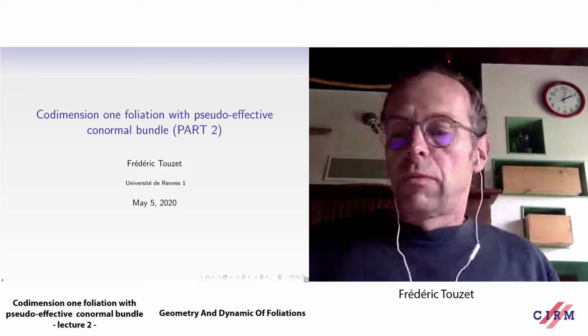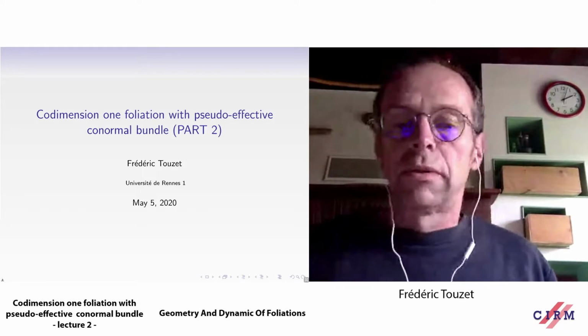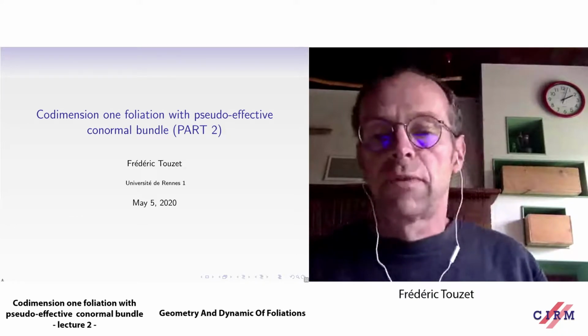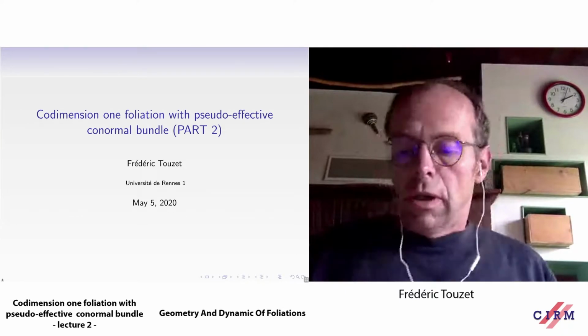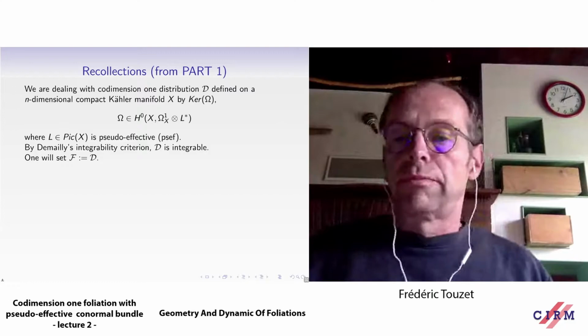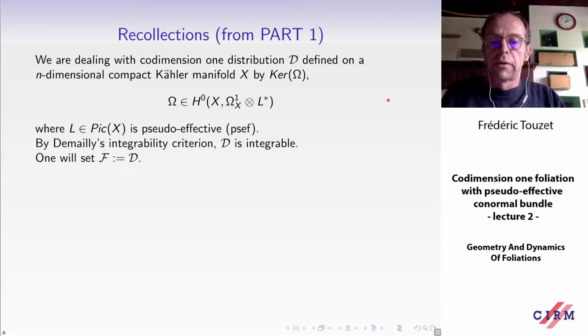Okay, today we begin with the second lecture about codimension one foliations with pseudo-effective conormal bundles. We recall some material from part one, from which we will also borrow notations. So recall that we are dealing with a priori codimension one distributions, which are defined by a twisted form.